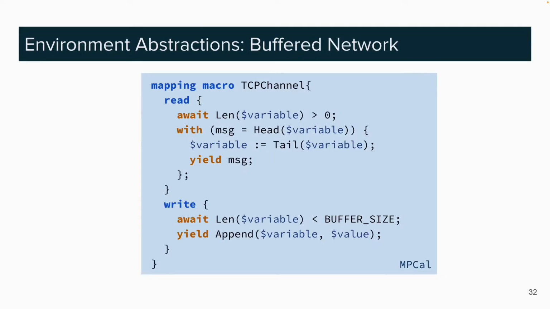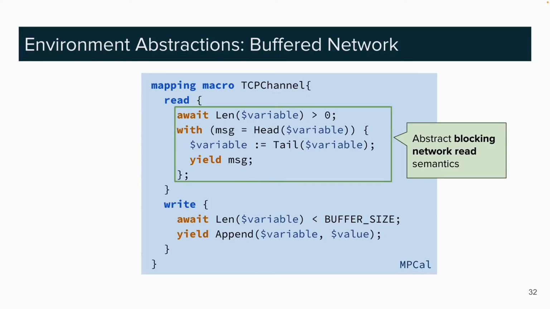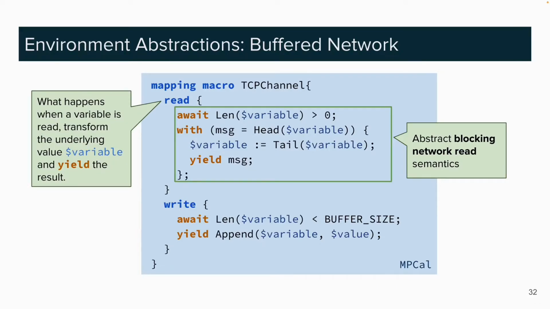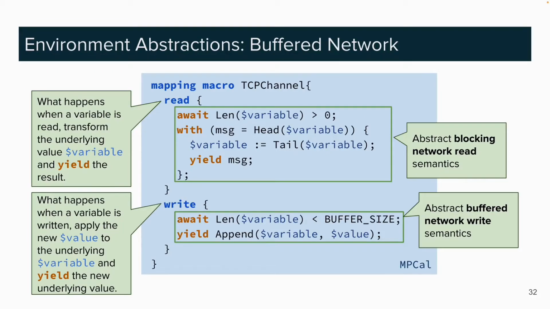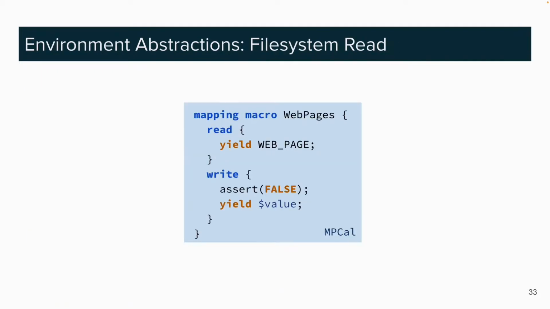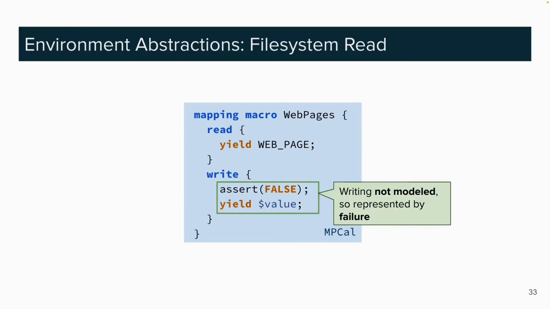Here is the TCP channel mapping macro that defines the networking behavior. In the read section, we define the blocking network read semantics, and here $sign variable is the variable being mapped, and the yield statement returns the result of the read operation. In the write section, we define buffered network write semantics, and here $sign value is the value being assigned to the mapped variable. And here is our very simple file system that is both read-only and always returns a constant response for the reading.